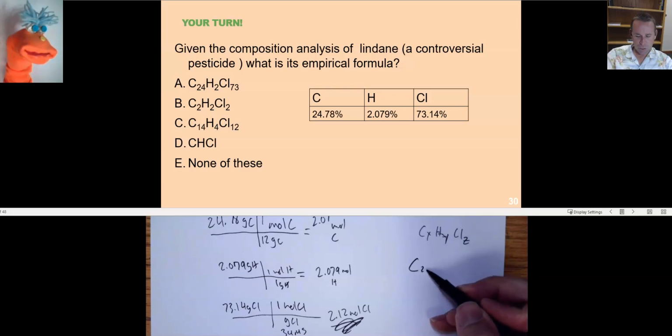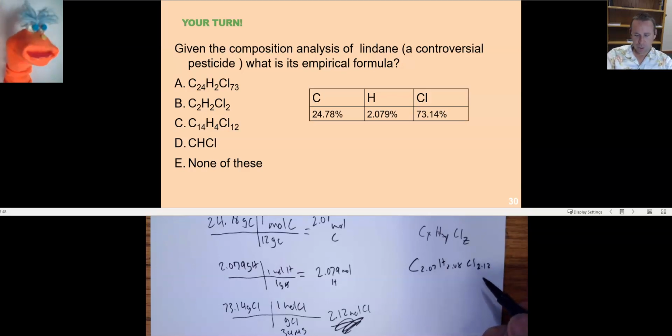So C, 2.07, H, 2.08, Cl, 2.12. Now what do I do? Divide by the smallest one. That's right. It looks like it's going to be just C1H1Cl1, doesn't it? Yeah, that's D. That's our answer, D. Very good. So CHCl is our empirical formula. Okay. Good stuff.